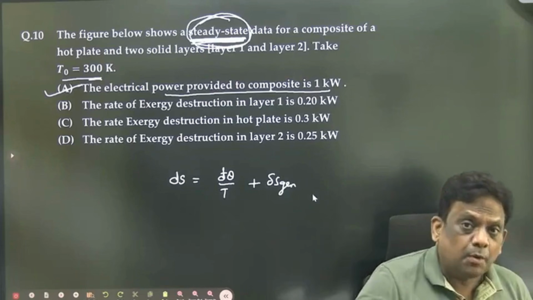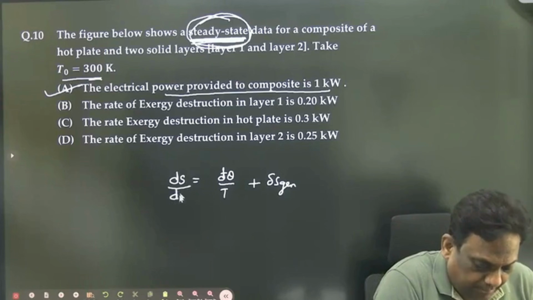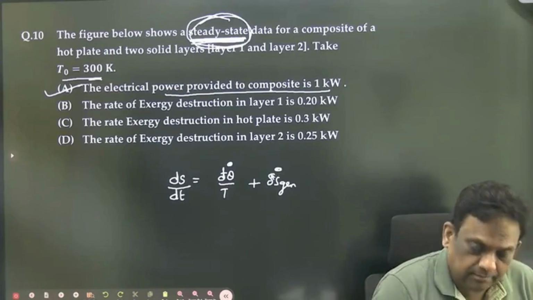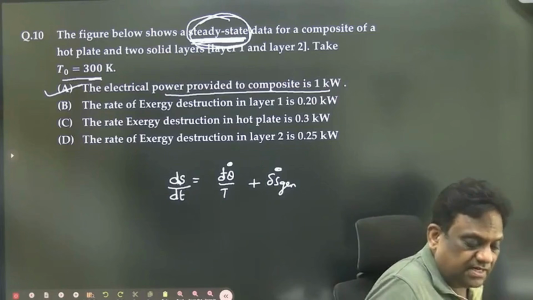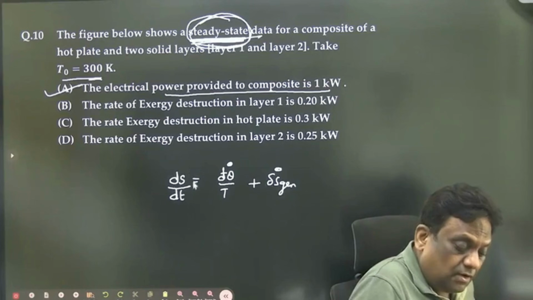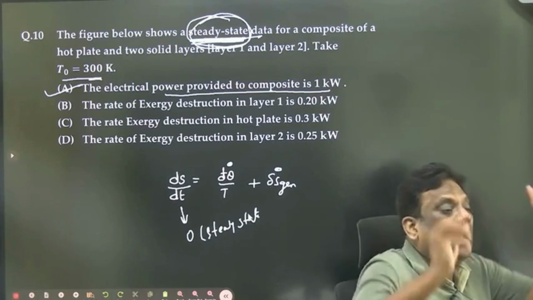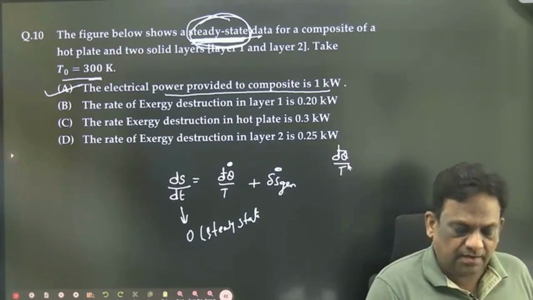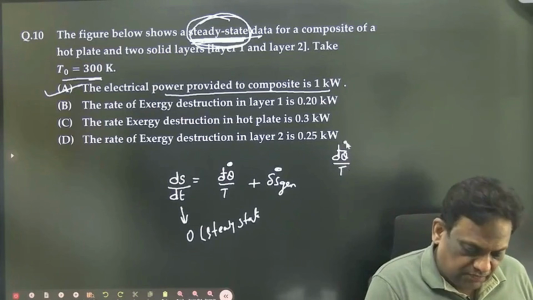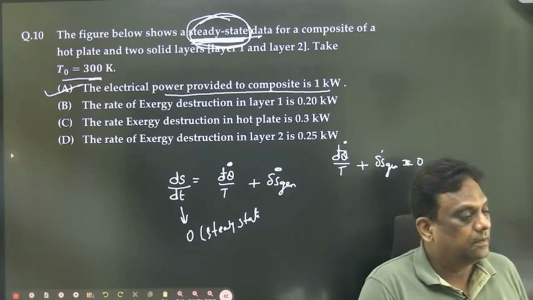A closed system. Suppose I write in rate form. What do you mean by rate form? With respect to time. So a dot will come here and here. Very good, sirs. Clearly, he said it is a steady state. Whenever it is a steady state, what is the change of entropy with time? This will be 0 because it is a steady state. So my equation, under steady conditions when there is no mass transfer, will be equal to 0.